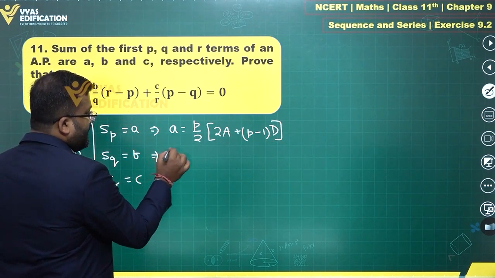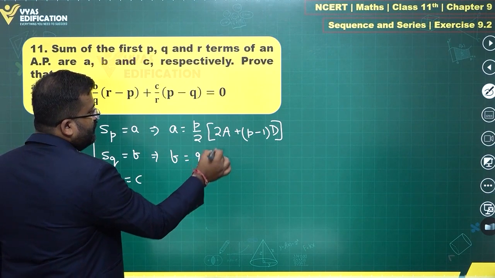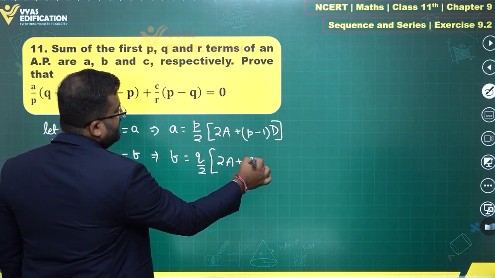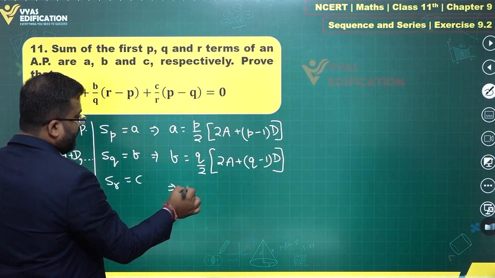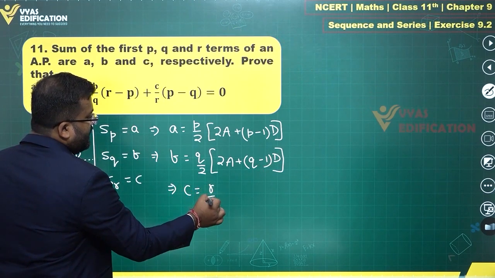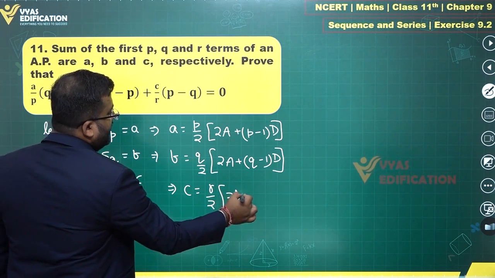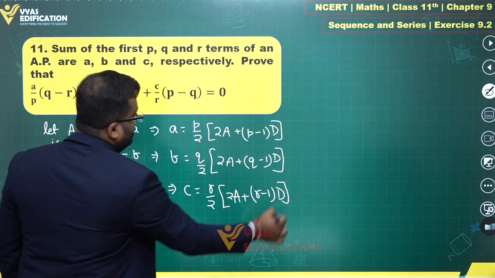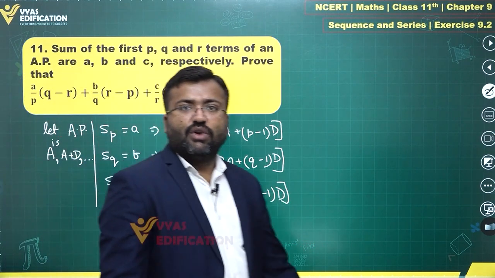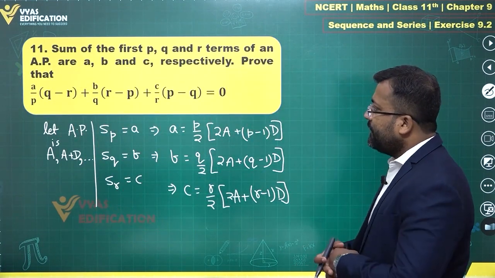What is the value of small b? This is Q by 2, 2A plus Q minus 1 times capital D. What is the value of small c? This is R by 2, 2A plus R minus 1 times capital D. This is what we have. Is that okay? Yes, that looks pretty much okay.